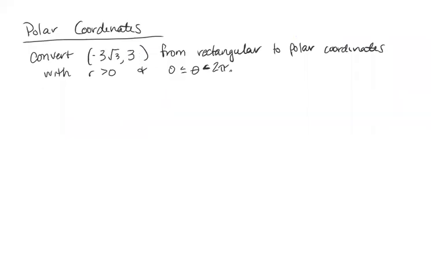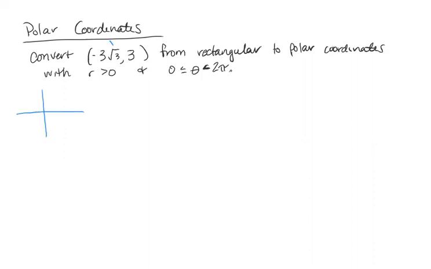So for this video, I'm going to show you how to convert a rectangular ordered pair to an ordered pair in polar coordinates. Our final answer is going to have r greater than 0 and theta between 0 and 2 pi. I'm also going to show you how to find some of the other answers as well, other representations as well. So first of all, I'm going to draw this picture.